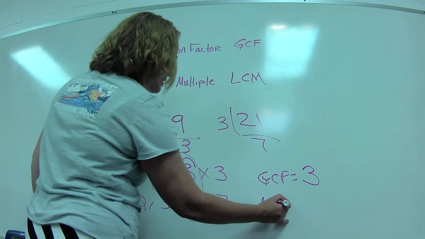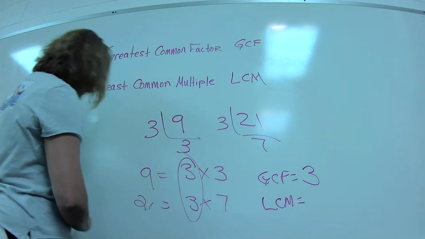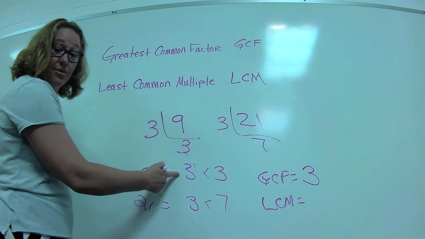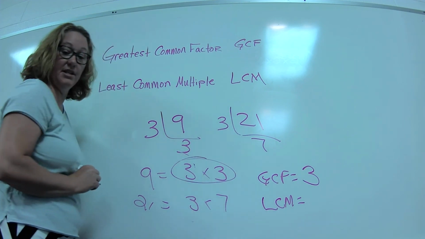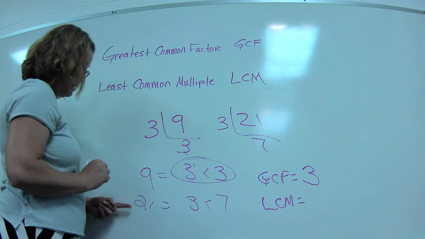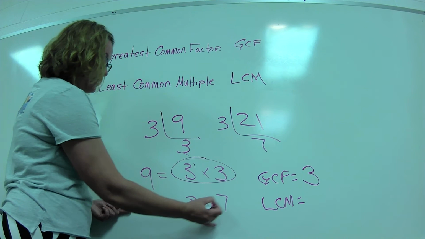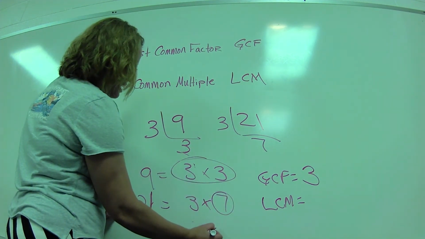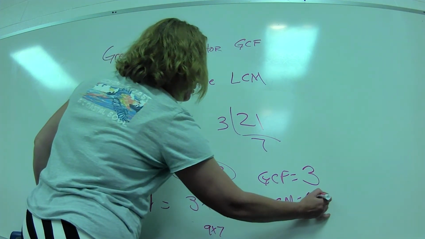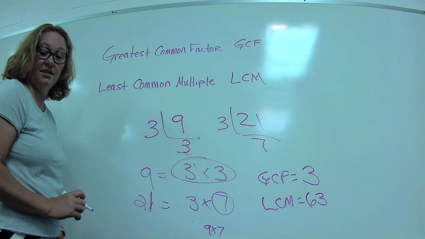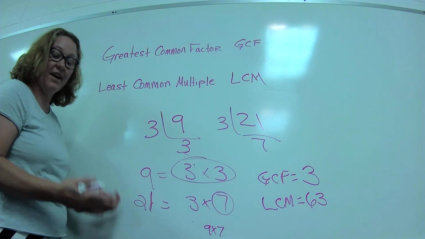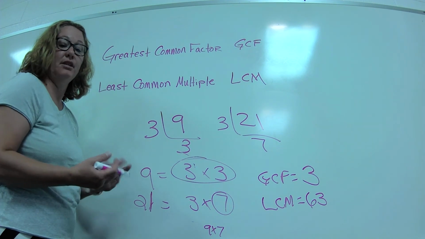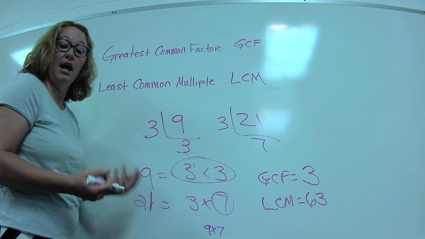How about my least common multiple? Well, 9 has more 3's, so we have to use all the 3's in the 9. And then 21 has a 7, so we have to use 7. So now we have 9 times 7, so our least common multiple is going to be 63.